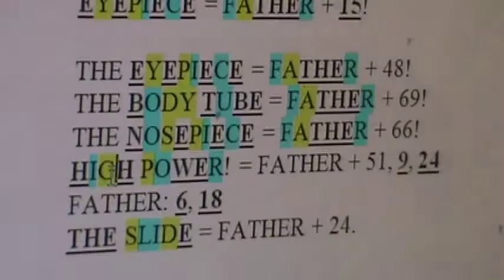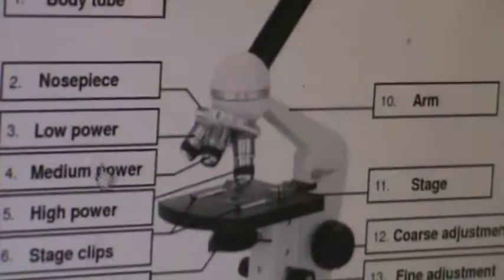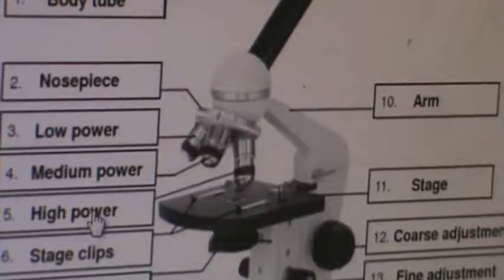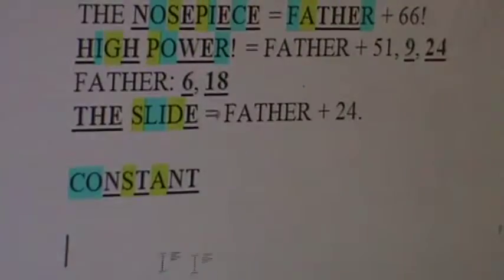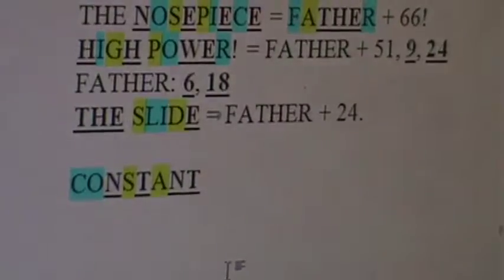So I kid you not, this is getting good. And what's interesting to me is that low power also parallels Father. Medium power, ay caramba, they all do. So Father takes the glory for every lens in the classic microscope. Why not just give him the top? Why not just give him the bottom? Why not just give him all three? That's exactly what he's done. I'm just stating what it is. So Father owns low power, medium power, and high power. No questions asked.